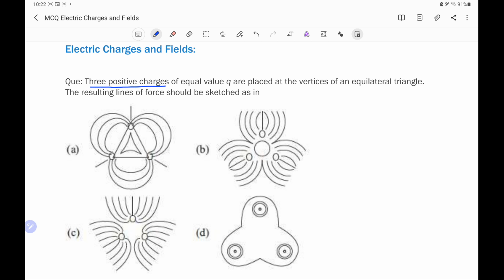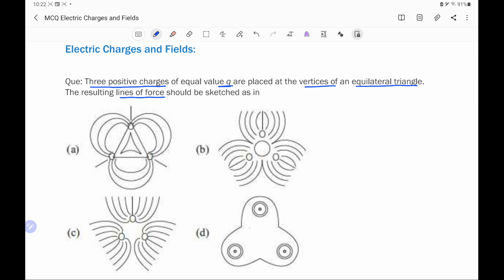Three positive charges of equal value Q are placed at the vertices of an equilateral triangle. The resulting lines of force should be sketched as in... From the property of the electric field lines, we know that field lines originate from the positive charge and terminate at the negative charge, and they do not form closed loops.